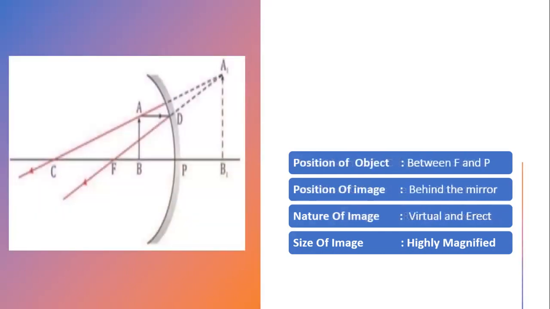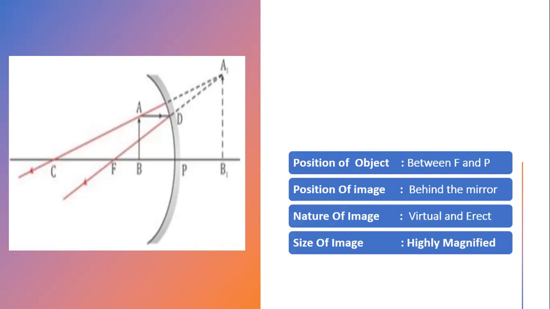Last but not the least, this is the sixth case. In the sixth case, we are placing the object between focus and pole of the mirror. We are considering the two light rays. The first light ray, which is incident to center of curvature, will be reflected back to center of curvature. Then the second ray, which is parallel to principal axis, will be reflected back through focus.